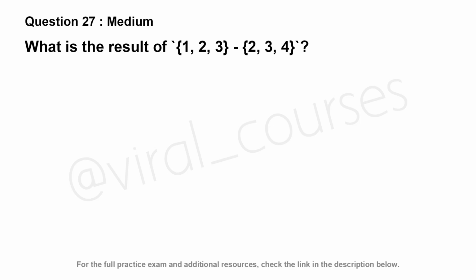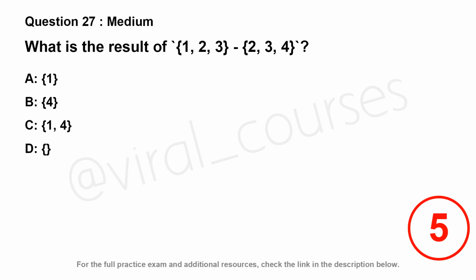What is the result of {1, 2, 3} - {2, 3, 4}? Option A, {1}. Option B, {4}. Option C, {1, 4}. Option D.